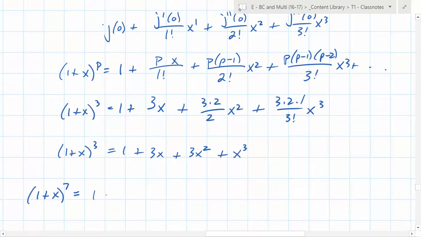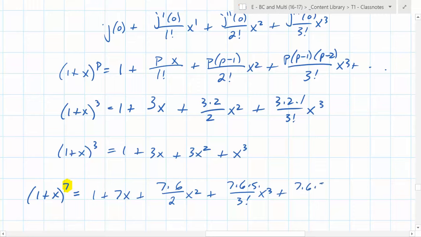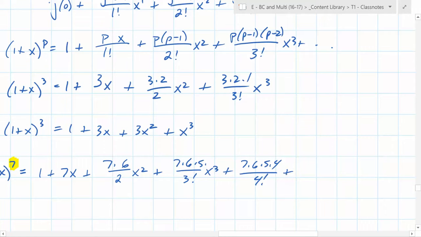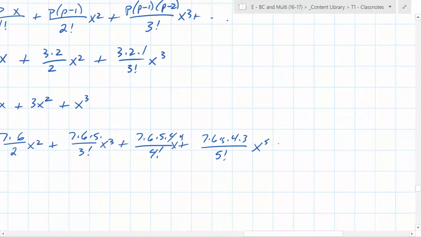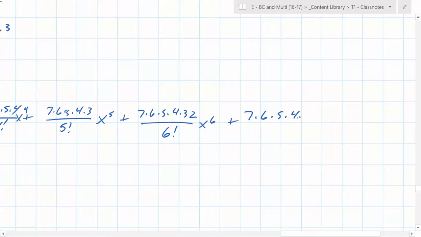So you end up with 1, right, plus what's the next term? What's the second term? P is 7 in this case now. It's now 7, everybody. So it's 7x, right? Plus 7 times 6 over 2 factorial x squared plus 7 times 6 times 5 over 3 factorial x cubed plus 7 times 6 times 5 times 4 over 4 factorial x to the 4th plus 7 times 6 times 5 times 4 times 3 over 5 factorial x to the 5th plus 7 times 6 times 5 times 4 times 3 times 2 over 6 factorial x to the 6th. And then the last term is 7 times 6 times 5 times 4 times 3 times 2 times 1 over 7 factorial x to the 7th.